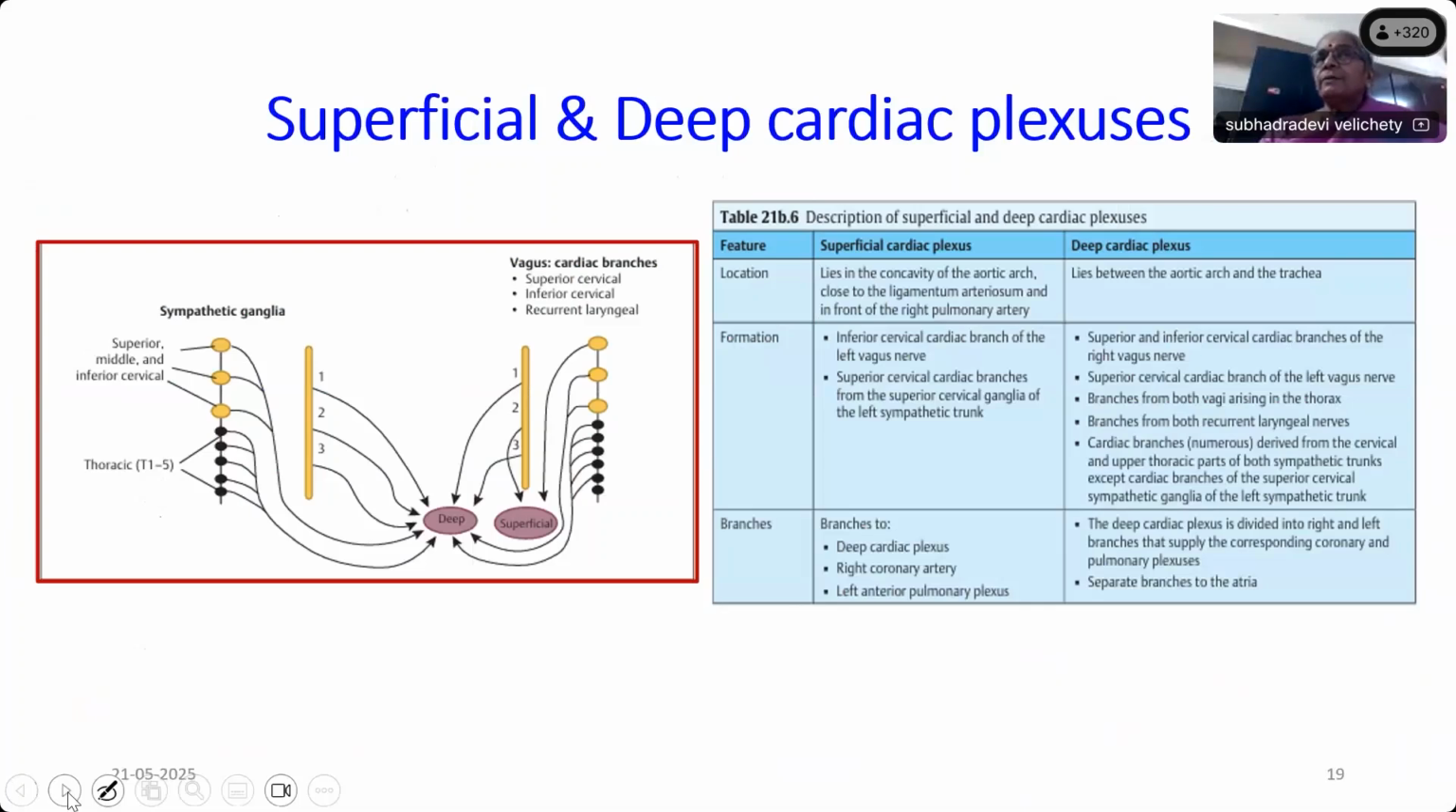She has written sentences, but somewhat better, we can read it. Then another question you are seeing, superficial and deep cardiac plexuses. Many people think that this is not required. This is required. Okay, this has got importance. And this is the simplest diagram I could draw. And with the table, you will understand what the plexus is. Okay, that is one thing.